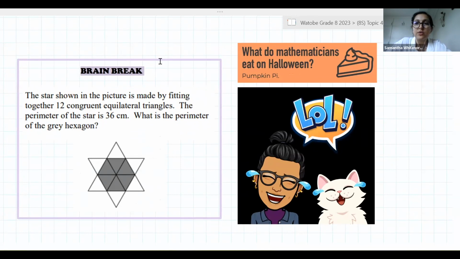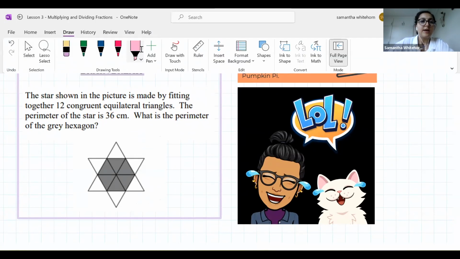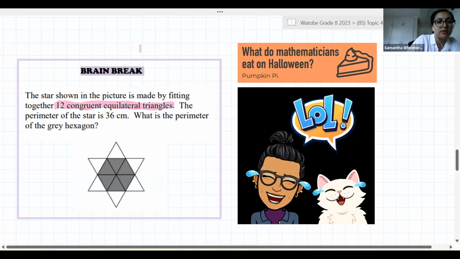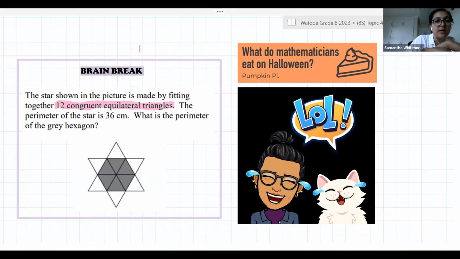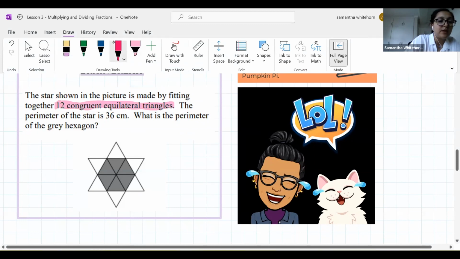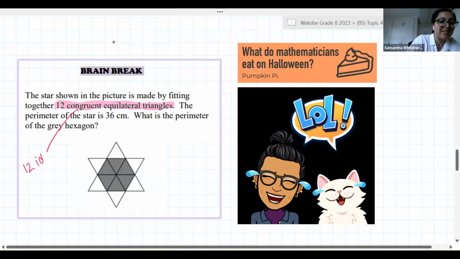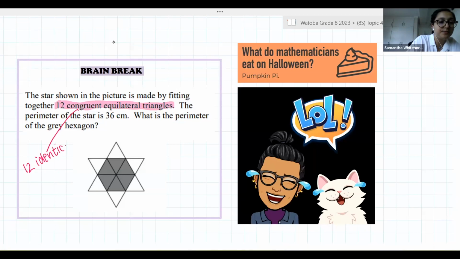I just want to make sure that everyone is clear on what this is saying. So here we are being told that we have 12 congruent equilateral triangles. Now we need to know what all of that means, because it's a lot of words to say that we have 12 identical, congruent means identical, equilateral triangles. And what we know about equilateral triangles is that all 3 of their sides are equal in length. So all 3 lengths are equal.